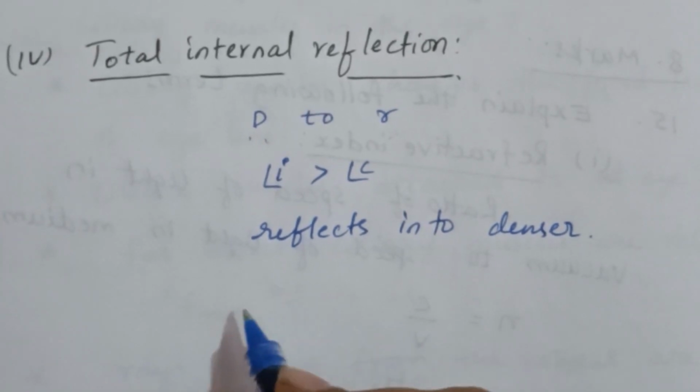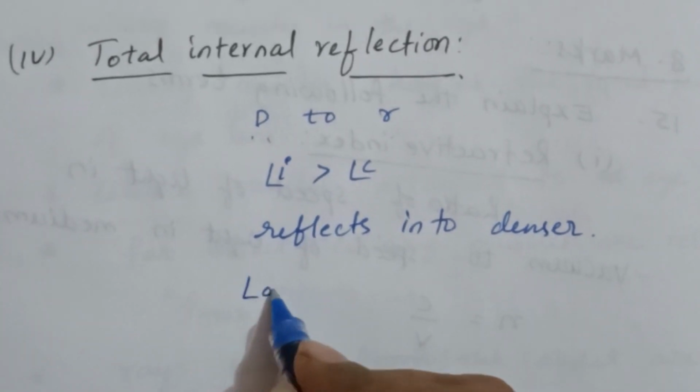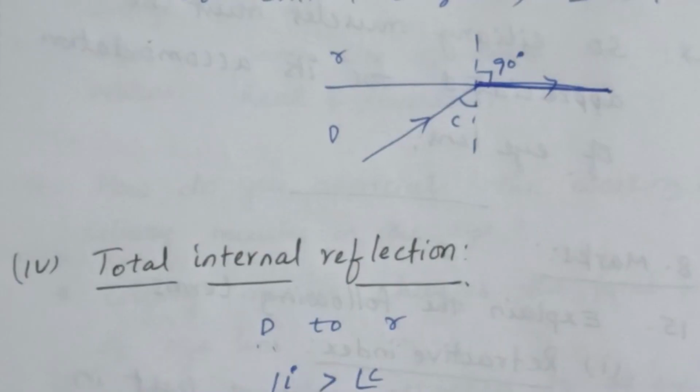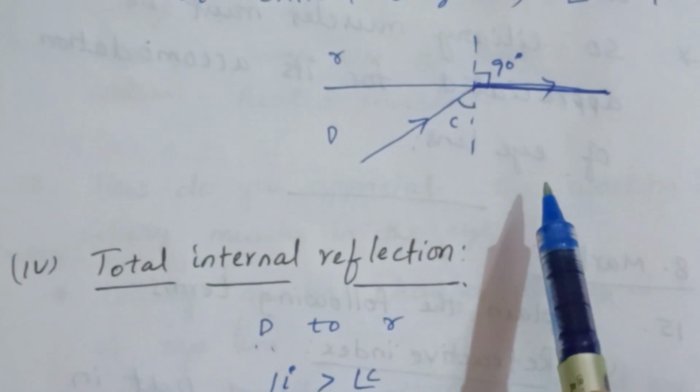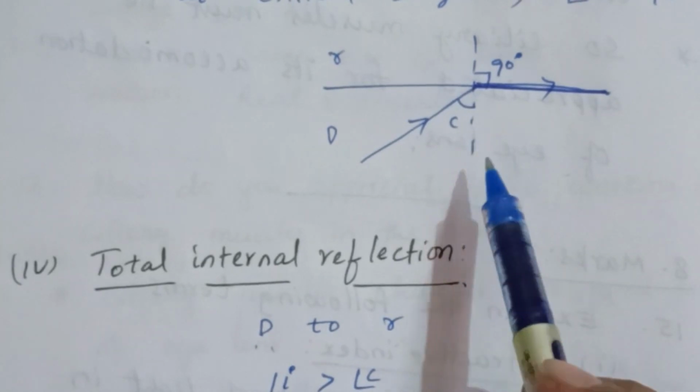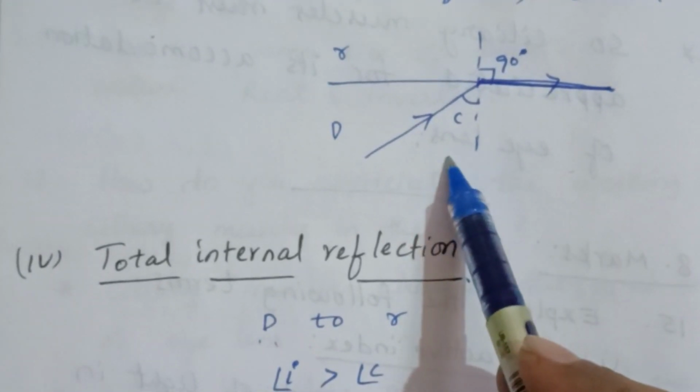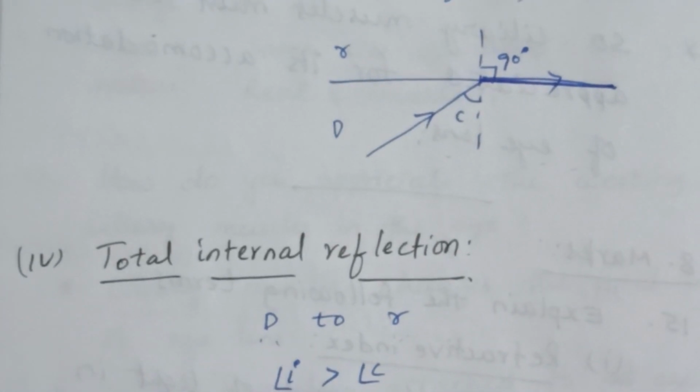In total internal reflection, the light ray follows the laws of reflection. What are the laws of reflection? The incident ray, reflected ray, and normal drawn at the point of incidence lie on the same plane. Next, the angle of incidence equals the angle of reflection.